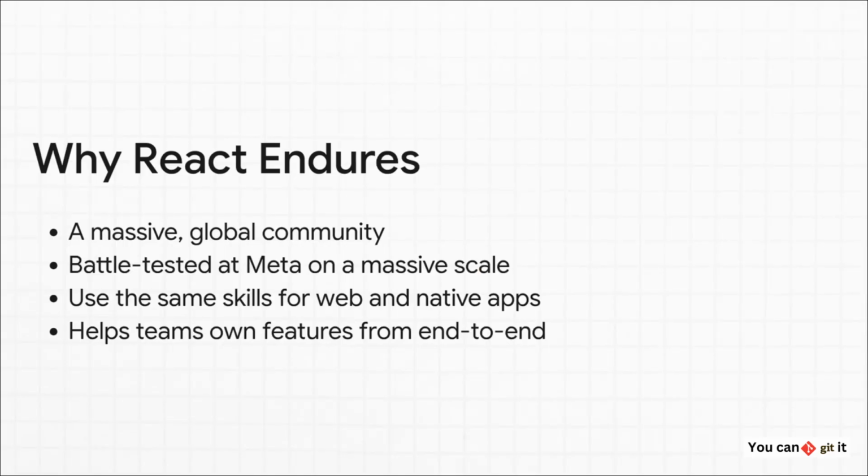So it really all comes down to this. You have this enormous, helpful community for support. The library itself is incredibly stable because it is battle-tested at a massive scale inside Meta. Its versatility for web and native means your skills are super portable. And for companies, it lets teams own entire features from end to end, which breaks down the barriers between different platforms.